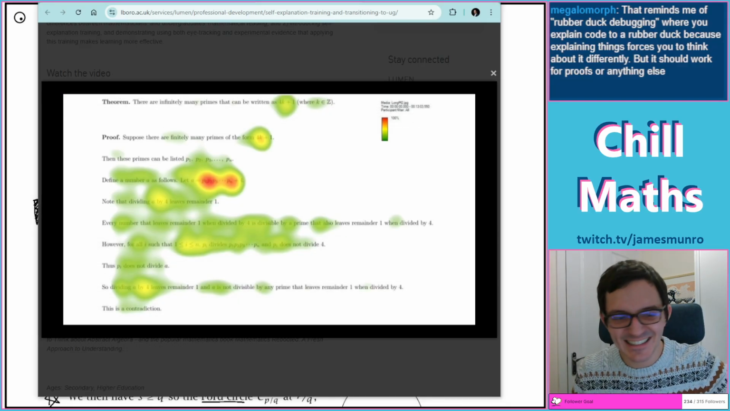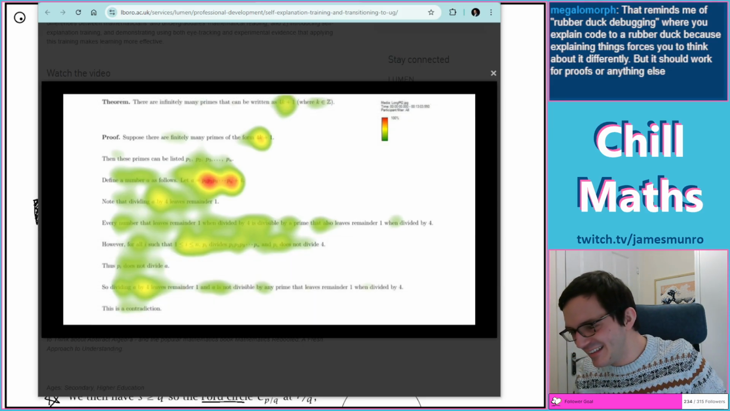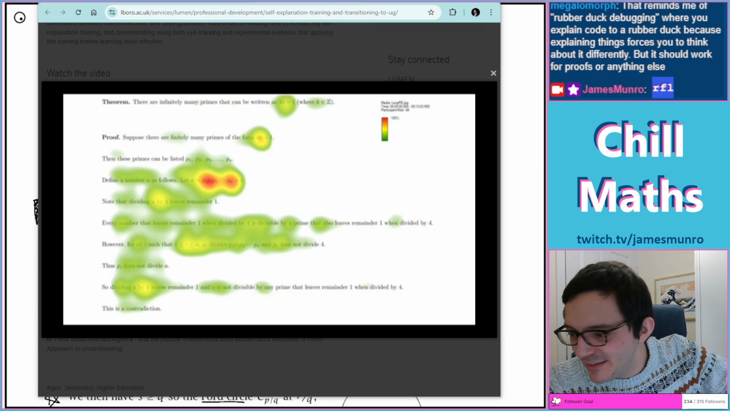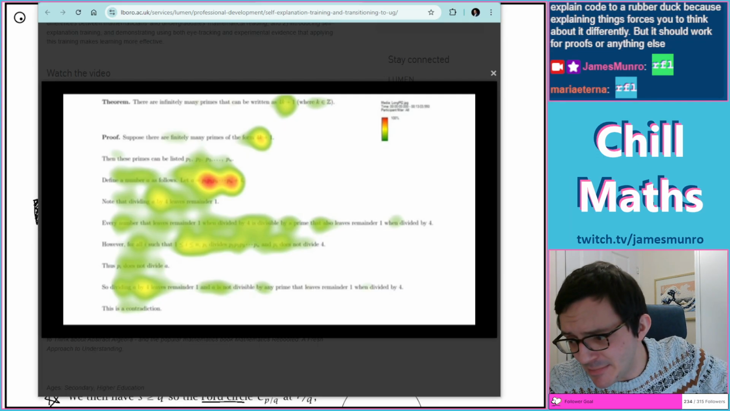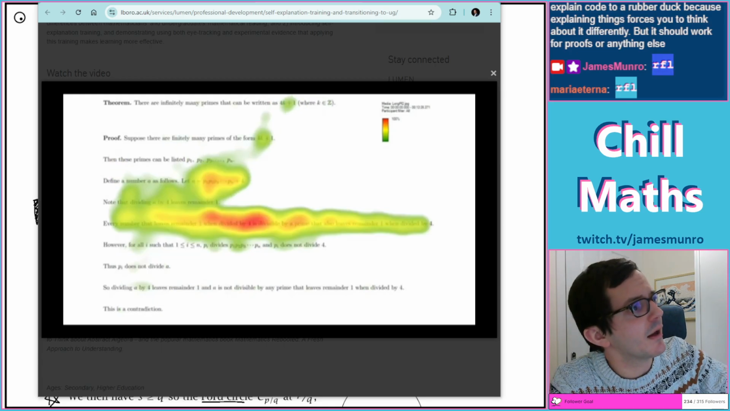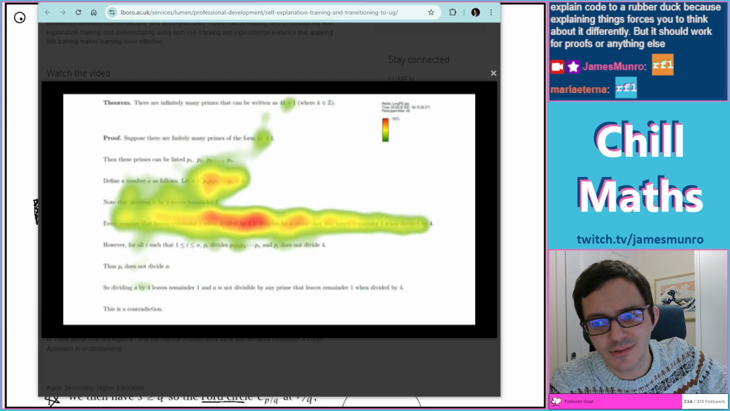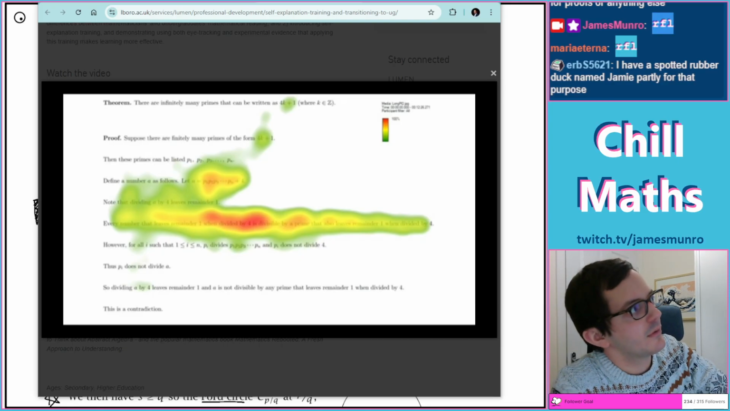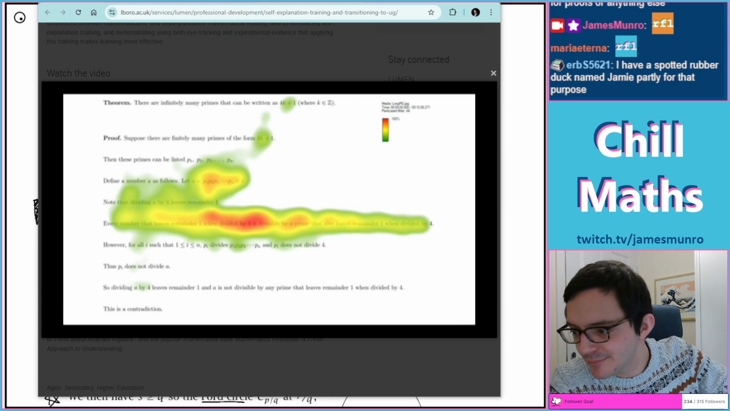Heat map. Good. Rubber duck debugging. Oh, I think that is what I'm talking about. I think self-explanation is more than that, and I should read the papers. Maybe that's my homework. There's definitely a tendency with maths that just reading it, it's tempting, but almost doesn't help much.